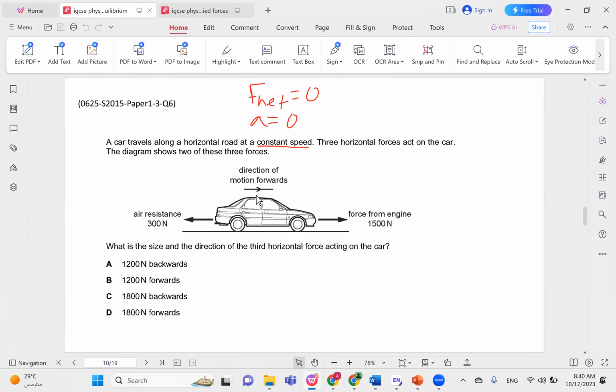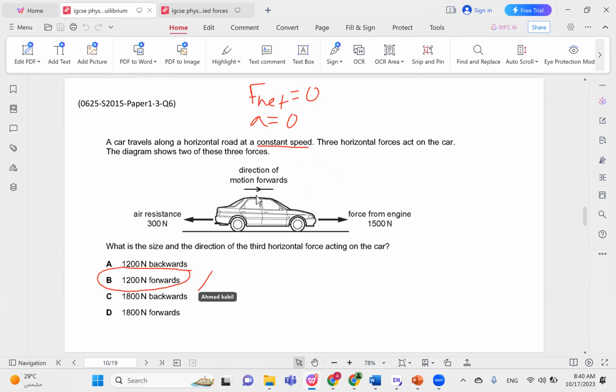We have three horizontal forces. The diagram shows two of these three forces. What is the size and the direction of the third horizontal force acting on the car? I'm assuming that a lot of people are going to choose B.